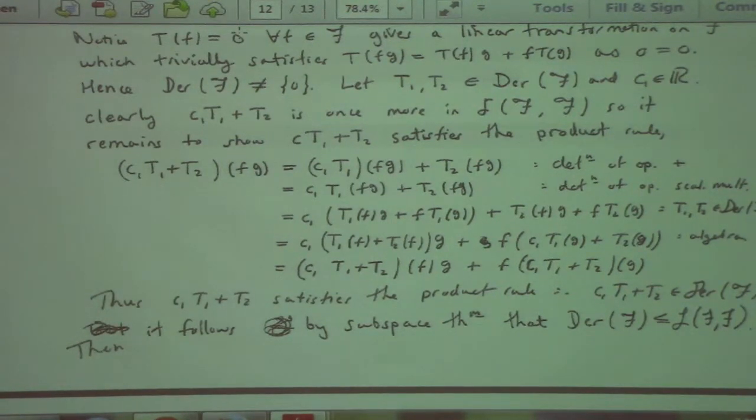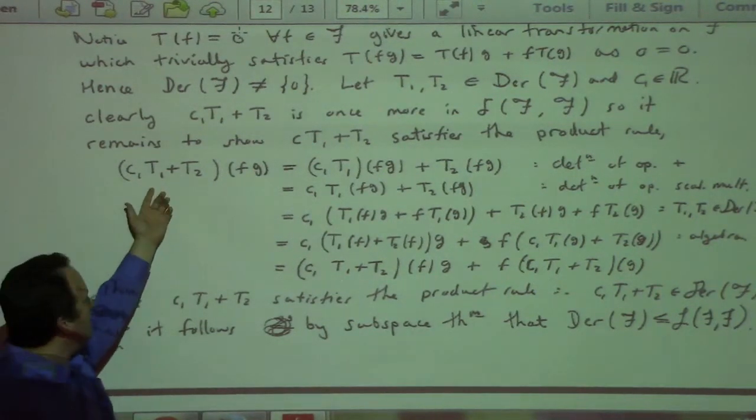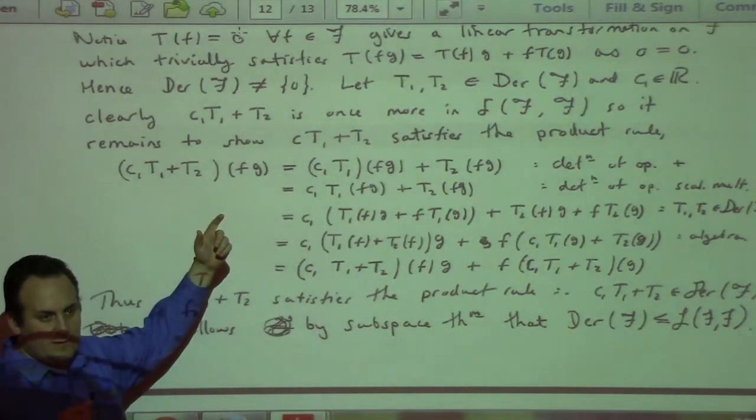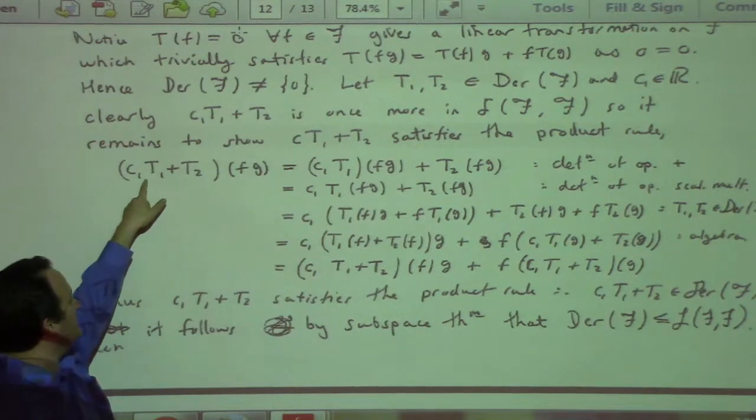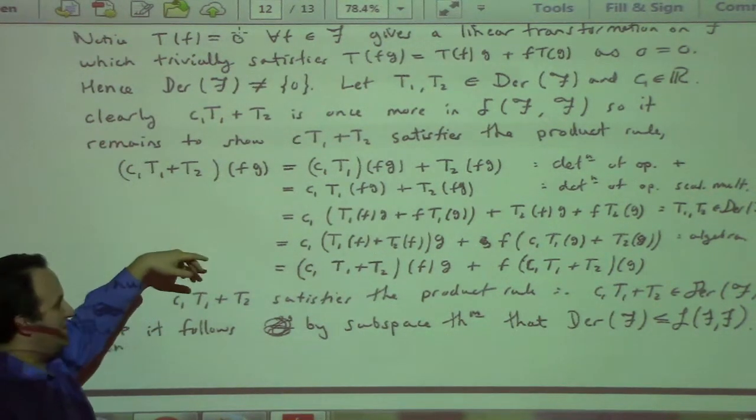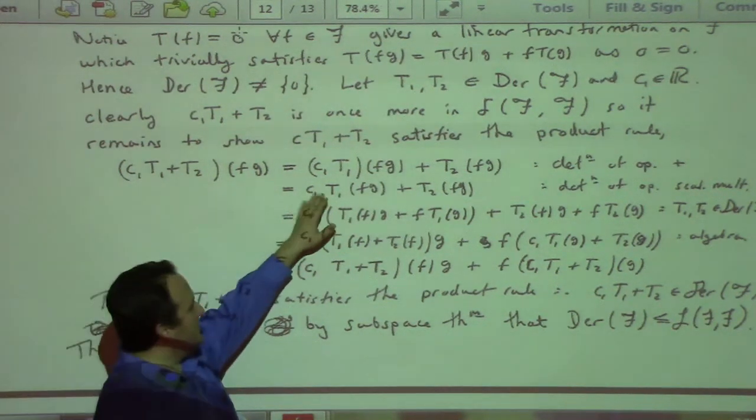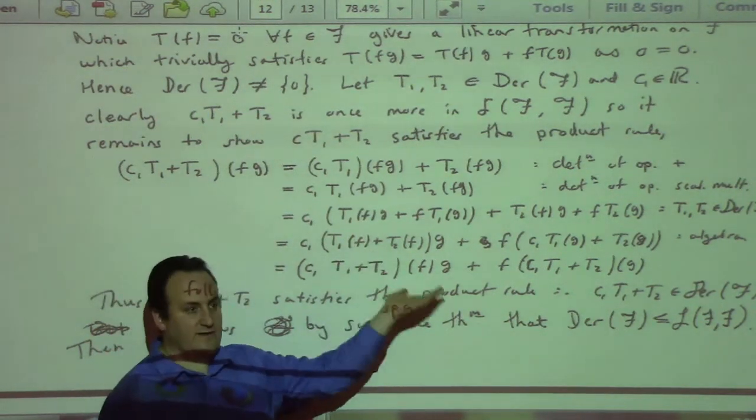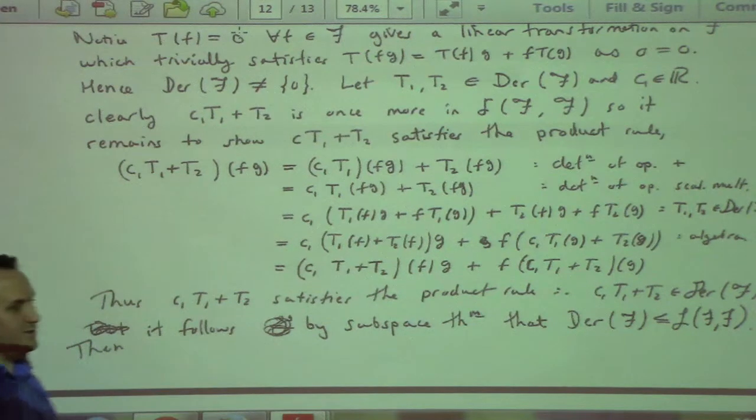All right, so anyway, I take T1 and T2, two derivations. I use, at your suggestion, c1 T1 plus T2, because I'm lazy. And then, of course, by the definition of addition, you use the Leibniz property, and you collect terms back. Check it out. The linear combination of T1 and T2 satisfies the product rule again, therefore it's a derivation. So by the subspace theorem, derivations form a subspace.